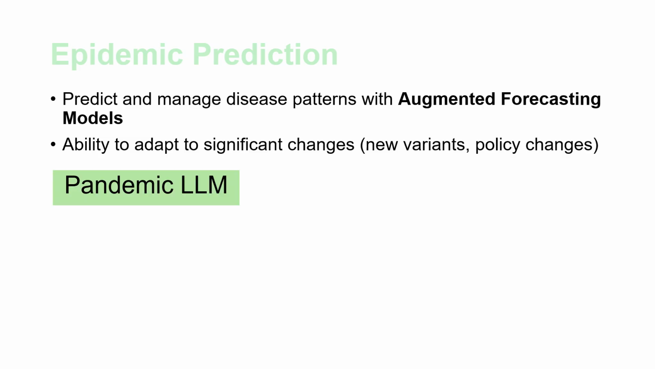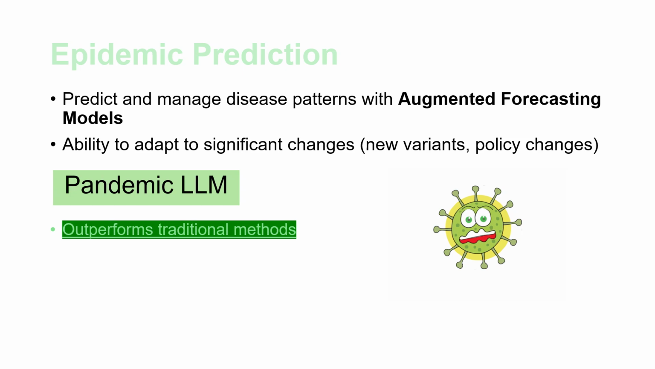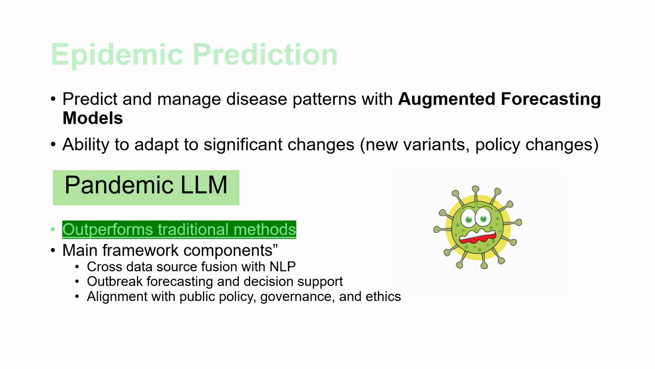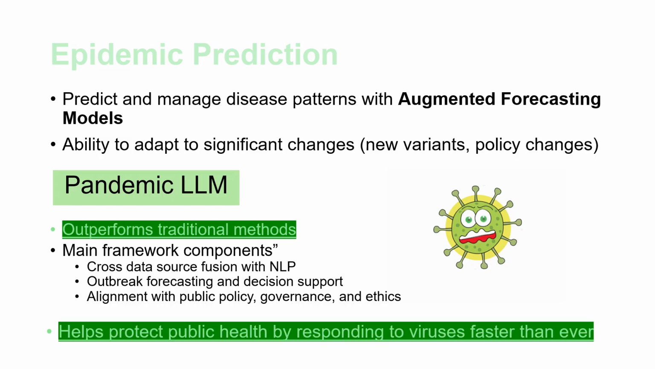One example is Pandemic LLM, an AI model that outperforms traditional forecasting systems like CDC's COVID Hub. It uses real-time data to identify patterns in disease spread and hospital demand. Its framework combines three things: cross-data source fusion with NLP, outbreak forecasting and decision support, and it aligns itself with public policy, governance, and ethics, creating realistic solutions. It helps protect public health by responding to viruses faster than ever, showing how data and language models can be used to predict and respond to pandemics more accurately than ever before.